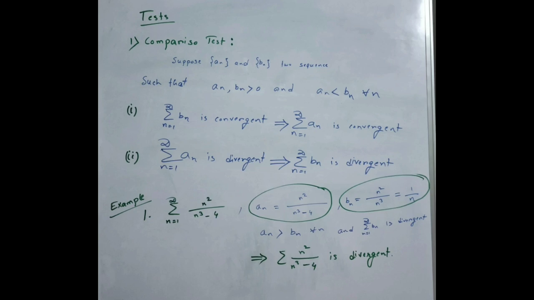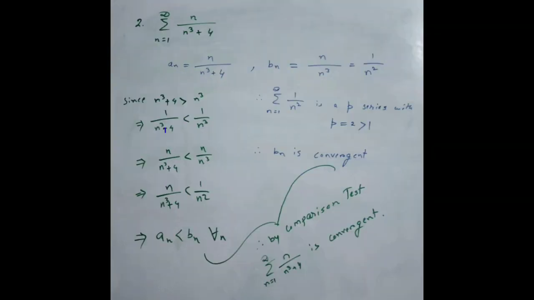So by the test, since a_n is greater than b_n, if b_n is divergent, then a_n is divergent. Here b_n is divergent, so we can say that a_n is also divergent. Now check another example.